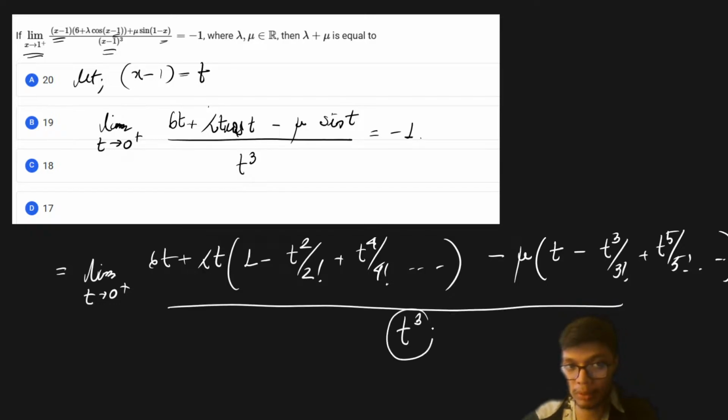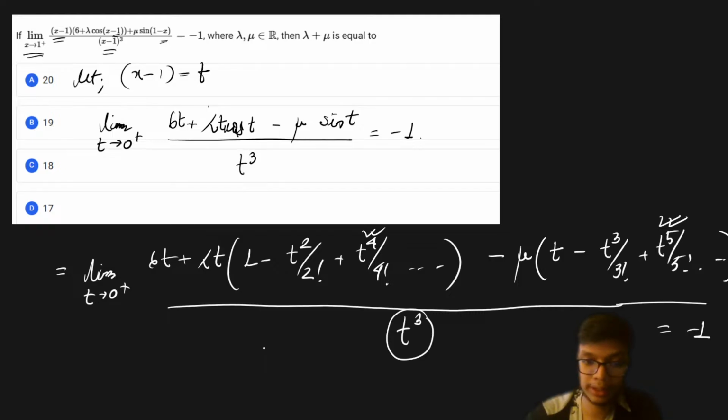The highest power in the denominator is t cube, so you don't need to consider the powers higher than t cube. You don't need to consider these terms because ultimately they are not going to contribute, because once you put t equal to 0, this is going to be 0. So you have to look for the finite answer, and that result is given as minus 1.